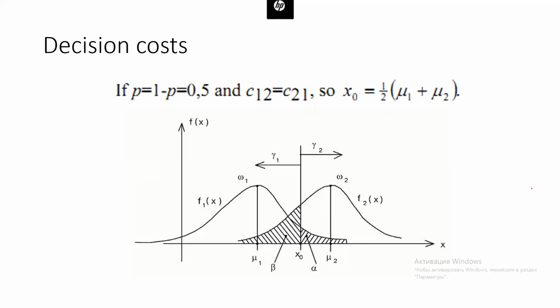So when our probabilities are equal to 0.5, or we have the same probability for two classes, and we have similar decision costs, our x0 will be the center of the mean values. So it's also a common way to estimate x0, just the center between two mean values. Why not? But actually, it's really rare that you have symmetrical distributions.